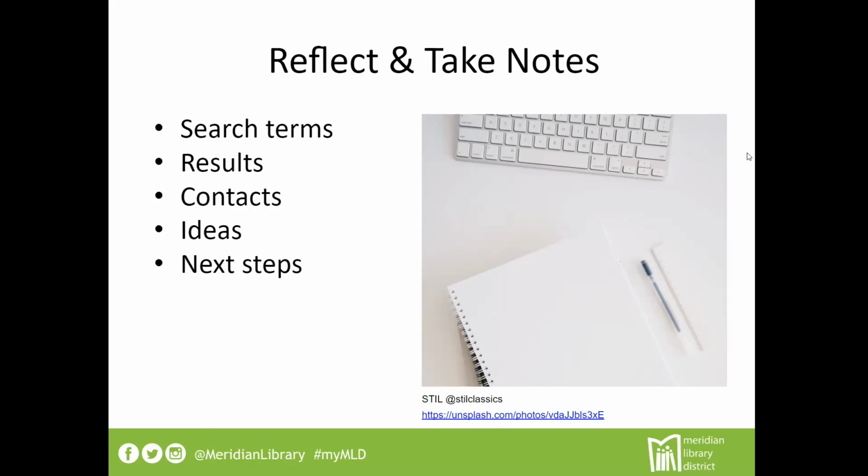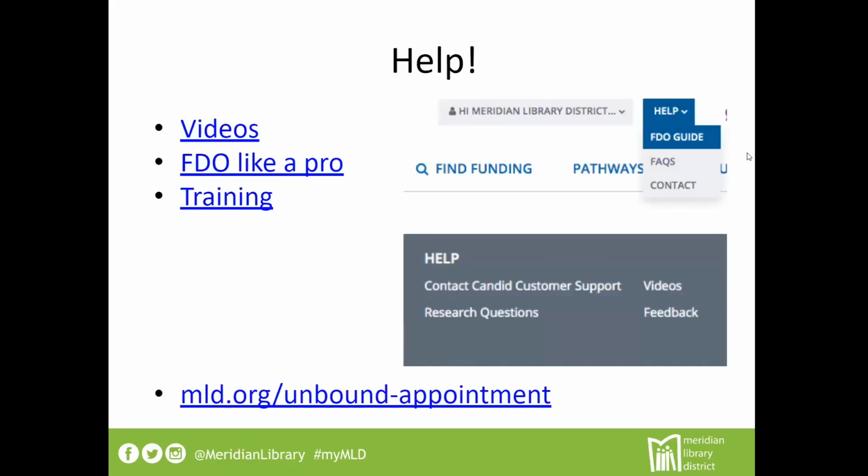There are through the FDO some help options. So if you're on their website, either in that top menu or even in the bottom menu, Erin, if you can go to the next slide, there are some options. They've got some videos, some guides, and then if you'd like help from staff, the Unbound staff is available if you go to mld.org/unbound-appointment. You can fill out a form of what you're looking for, and they can help you with some research that way too. And if you're on Cherry Lane, you can ask a staff member as well.